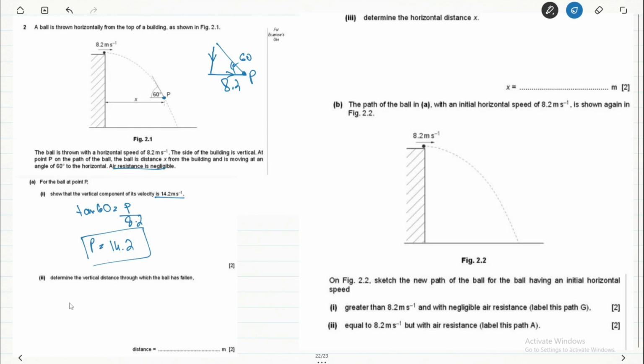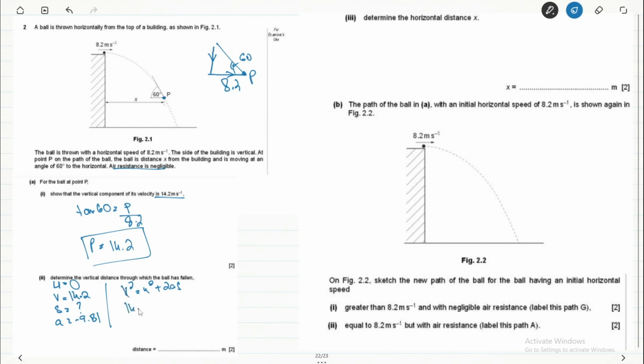Now, to determine the vertical distance, another quadratic equation is required. The vertical velocity u initially was 0. The vertical velocity was finally 14.2 at P. The distance we don't know. And another thing that we know is acceleration, which is negative 9.81. So let's just apply v square is equal to u square plus 2as. And remember to write the formula in the exams because there is a mark for a formula.